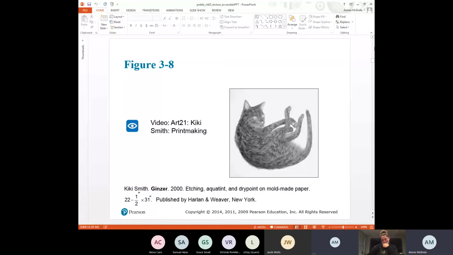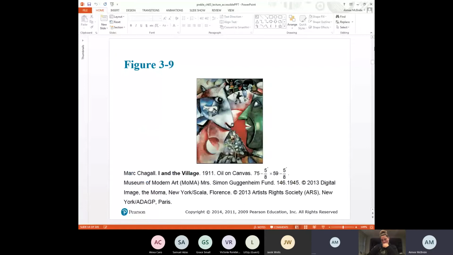And lines can also, once again, give us implied shapes. So the lines used by Marc Chagall in I and the Village here give us the shapes of all of these objects, which, if you're trying to figure out what this is, this is a surrealist piece, which means it's based on dreams.